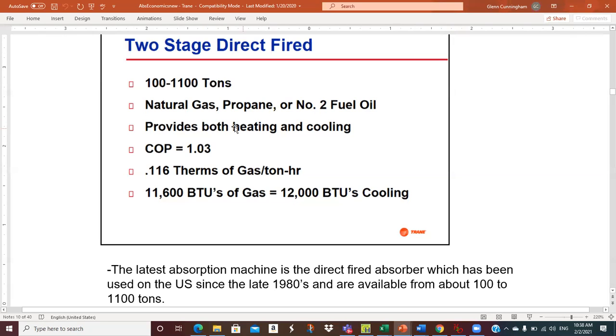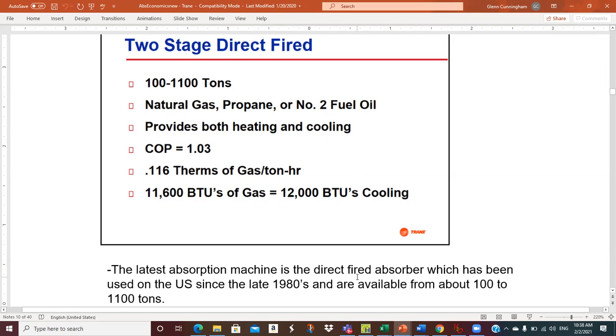This direct fire, as we've seen, can provide both heating and cooling. COP of 1.03, and we see that that's 1.16 therms of gas per ton hour, or that's 11,600 BTUs of gas. So if you take 11.6 and divide by 12,000, you're going to get 1.03. I'll verify that here. Or 1 over that. Yeah, it's the other way, sorry. Yeah, it's 1.03.